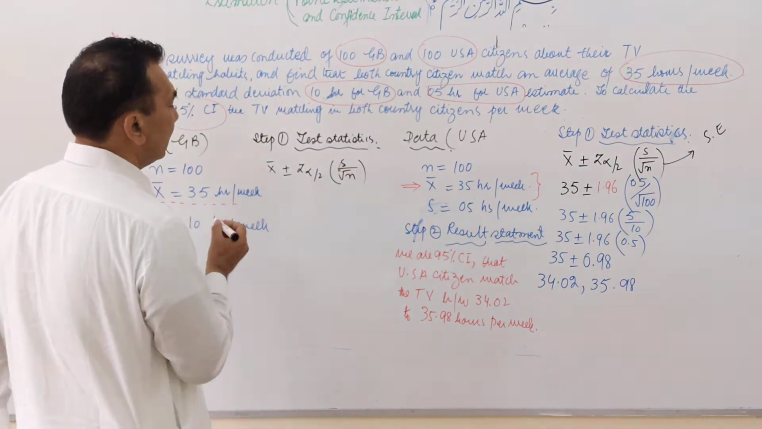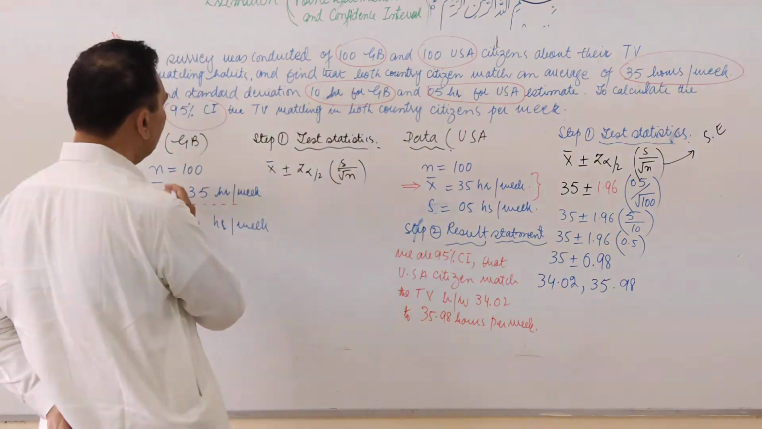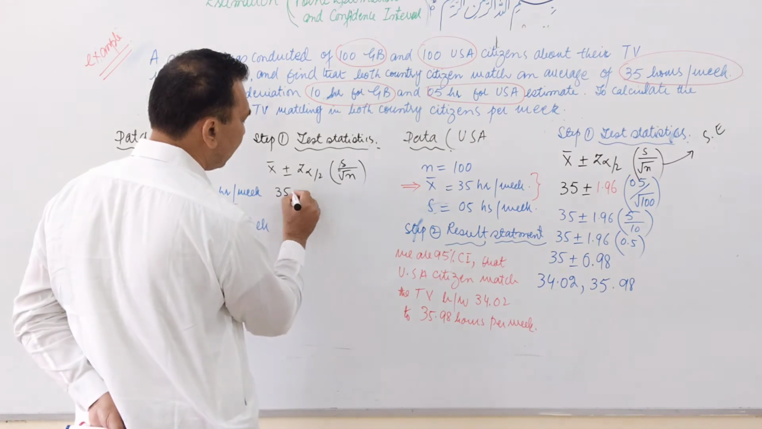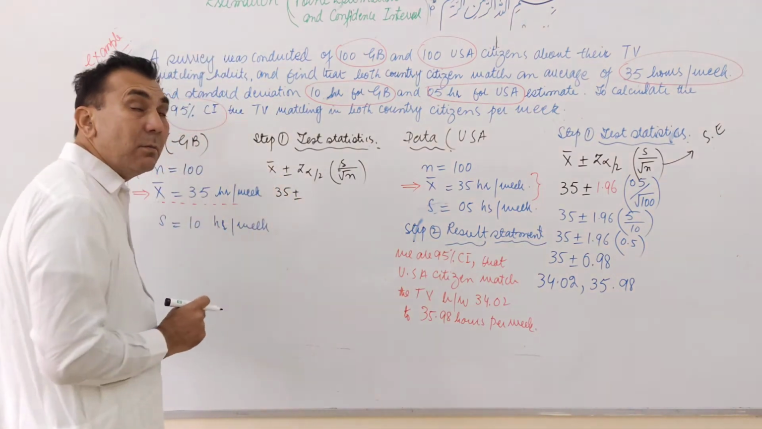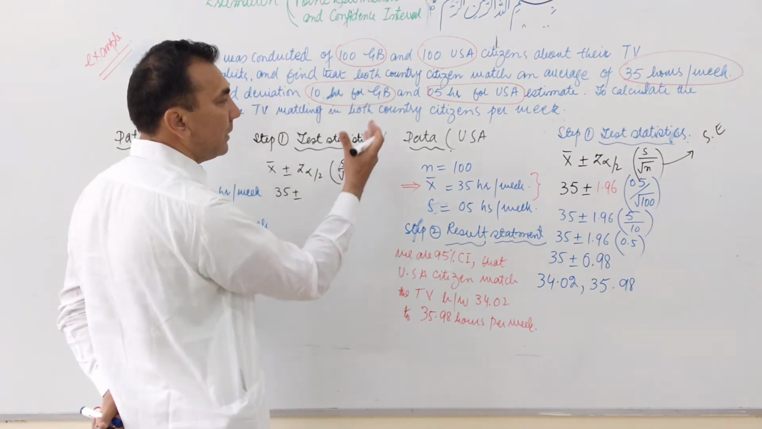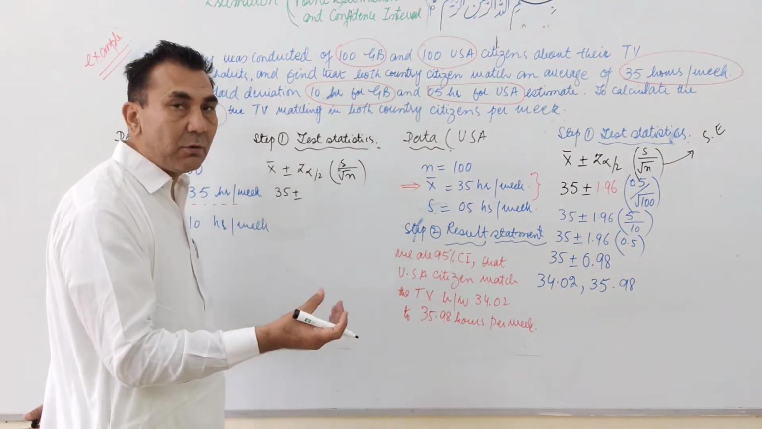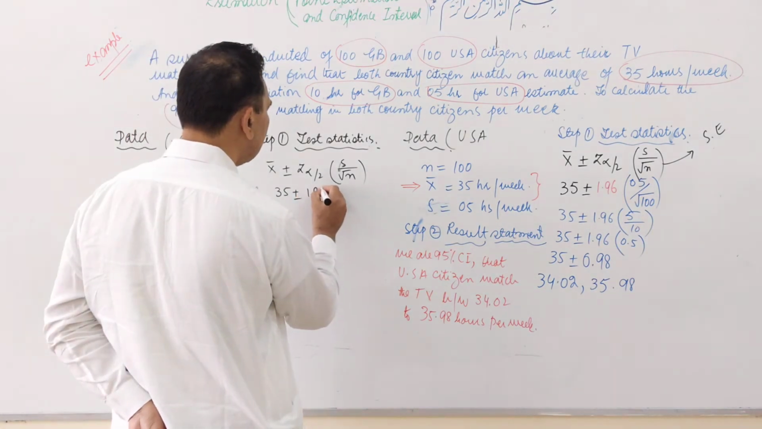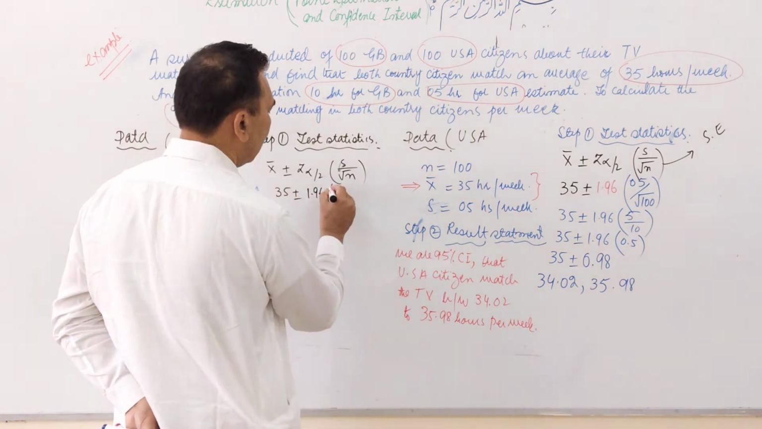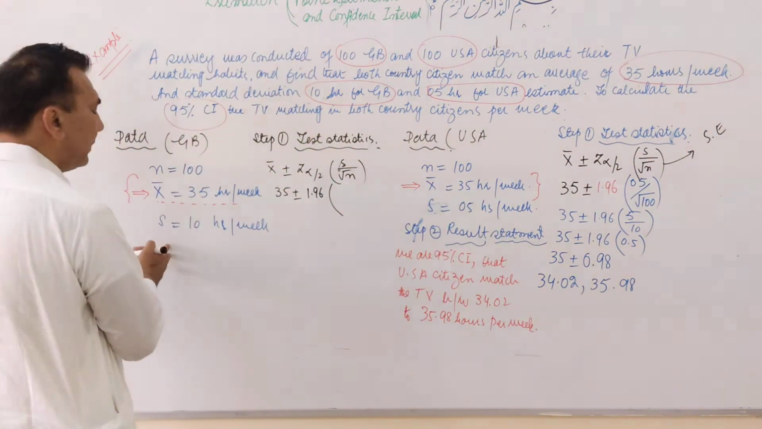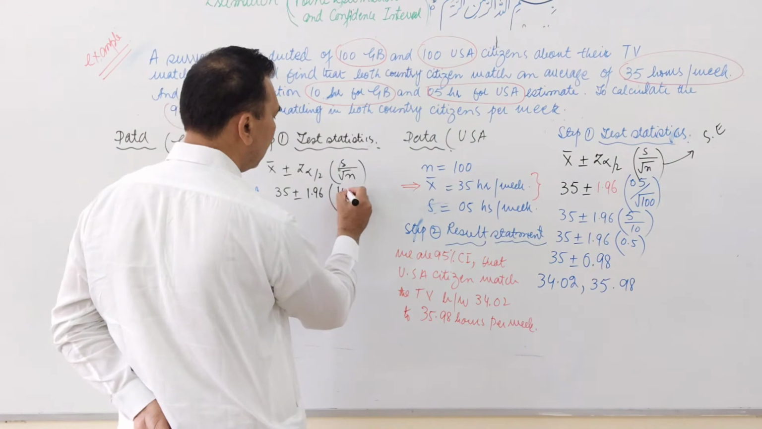Okay. Now what's the x bar for the Great Britain children? It is the same, 35 hours per week. The x bar is the point estimate. Now plus minus z alpha by 2 for the 95% confidence interval. What is the value? 1.96. Now the standard deviation is a little bit different, it is 10.